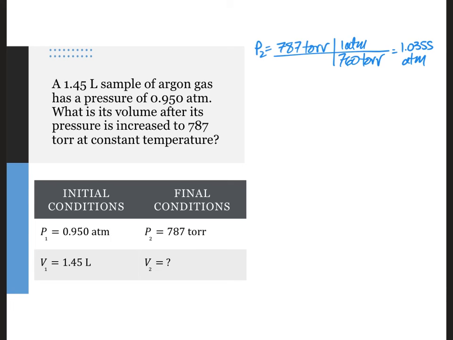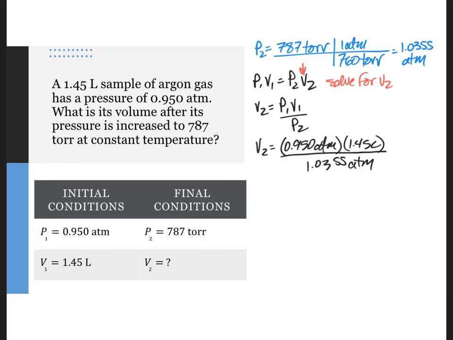P2 equals 787 torr divided by 760 torr to get 1 atm equals 1.0355 atm. I've left some extra significant figures in this intermediate calculation so I don't introduce any rounding errors. We rearrange Boyle's law, P1V1 equals P2V2, to solve for V2. V2 equals P1V1 over P2. Plug in the values to get V2. 0.950 atm times 1.45 liters divided by 1.0355 atm equals 1.33 liters.